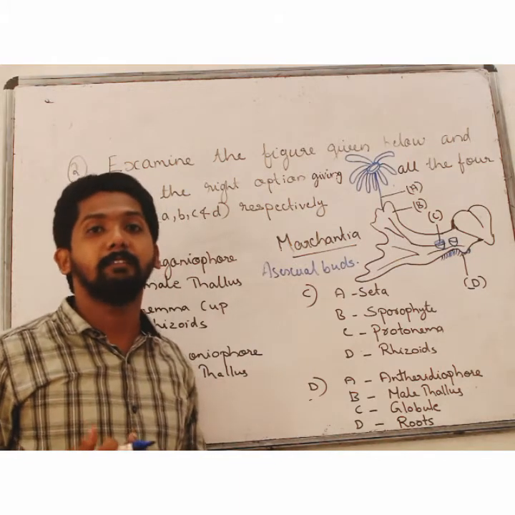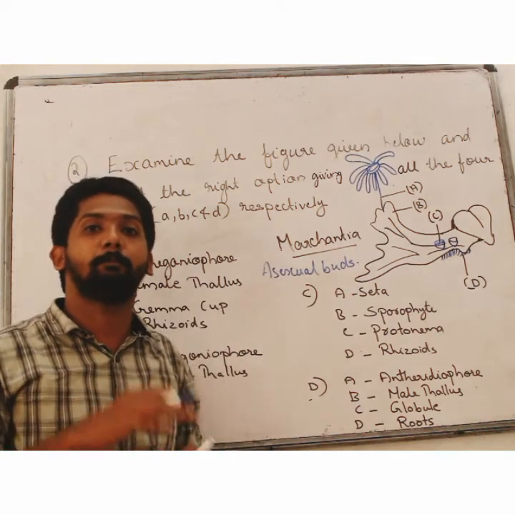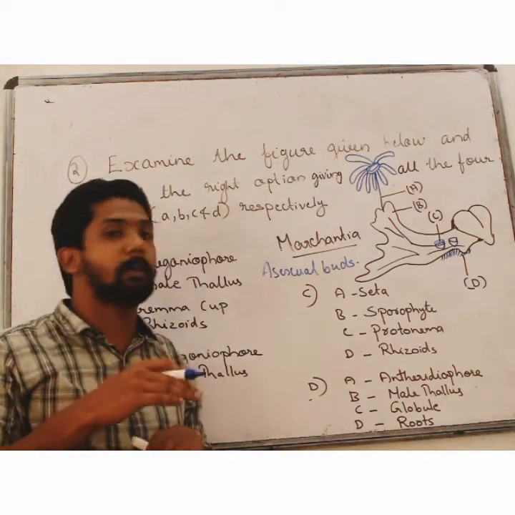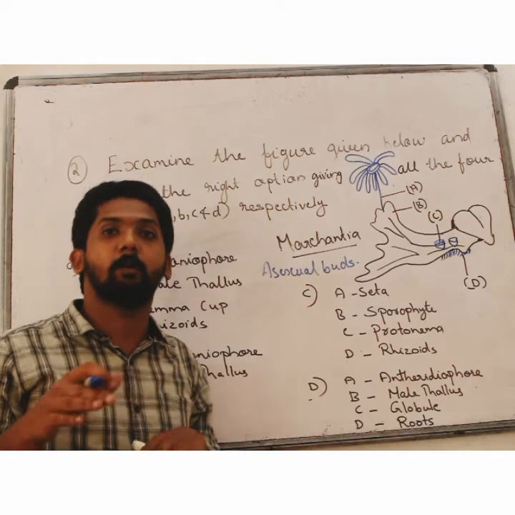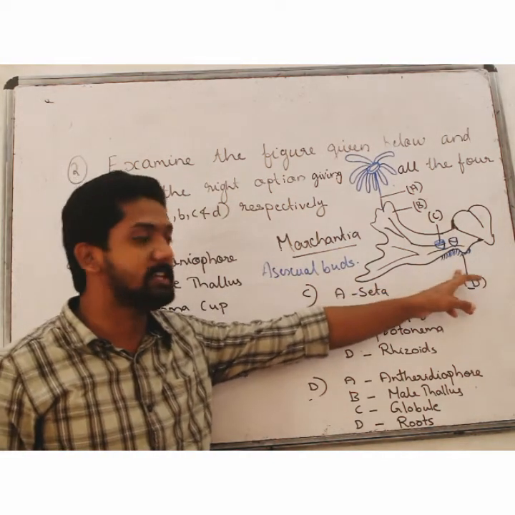These rhizoids are mainly for the anchorage or the support. In order for the plant to get attached to the substratum or to the soil, these rhizoids help in the attachment. So this portion is rhizoid.